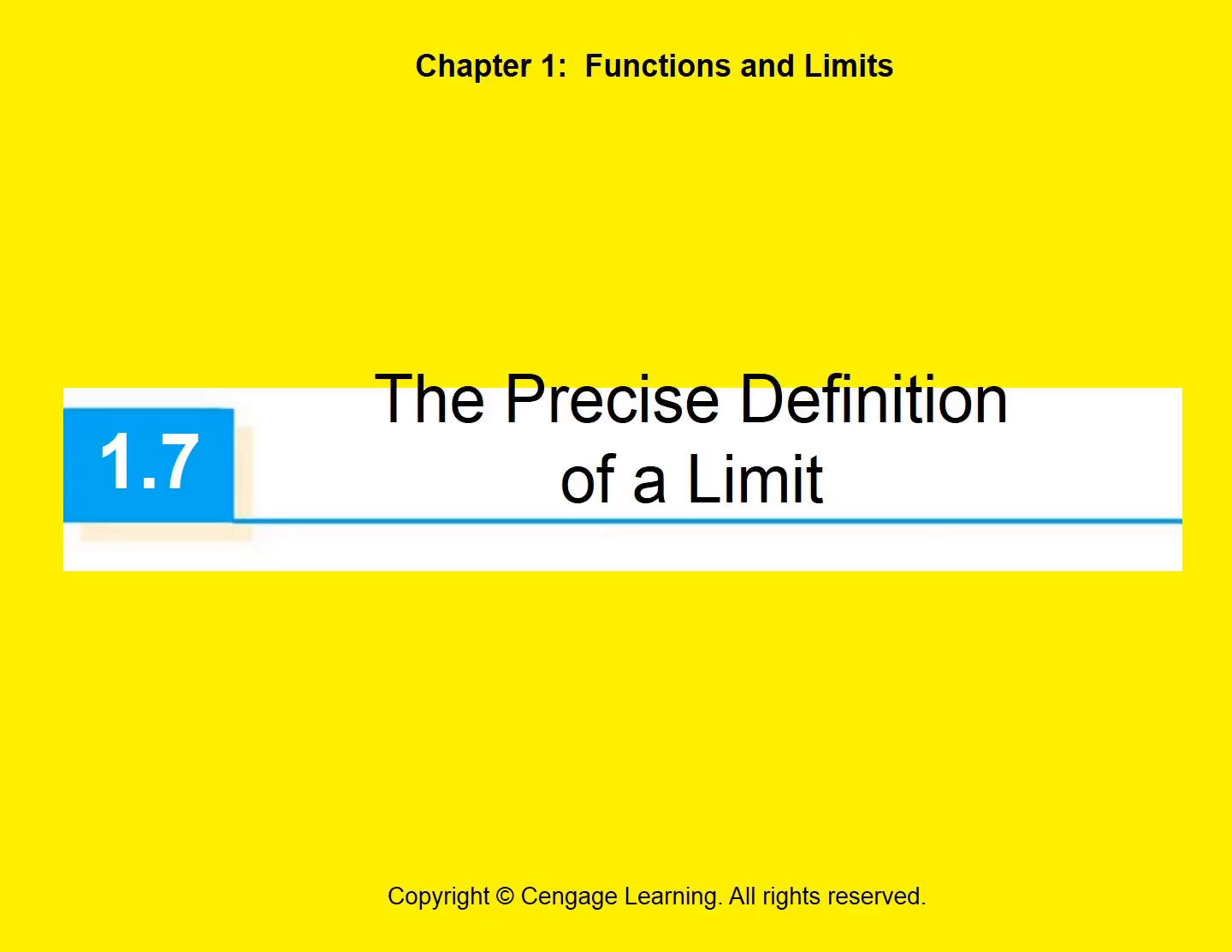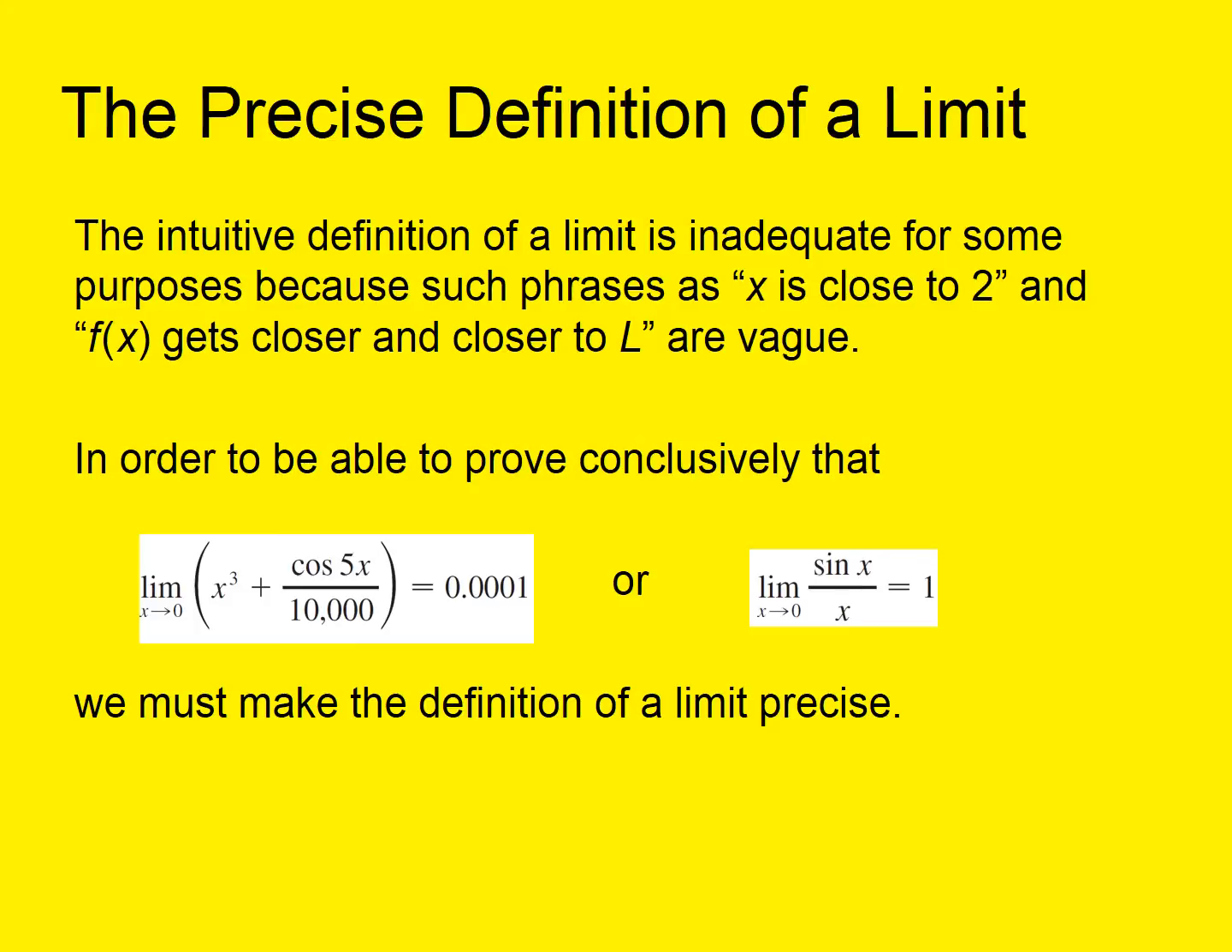1.7, the precise definition of a limit. The intuitive definition of a limit is inadequate, the one we've been using, the one we've been talking about in the previous videos. That definition is inadequate for some purposes because such phrases as the type we've been using, x is close to 2, f of x gets closer and closer to L, are vague.